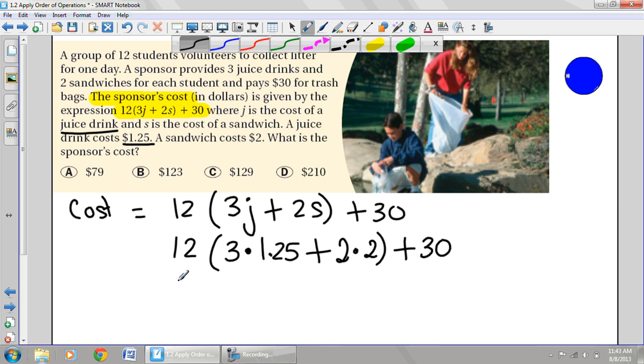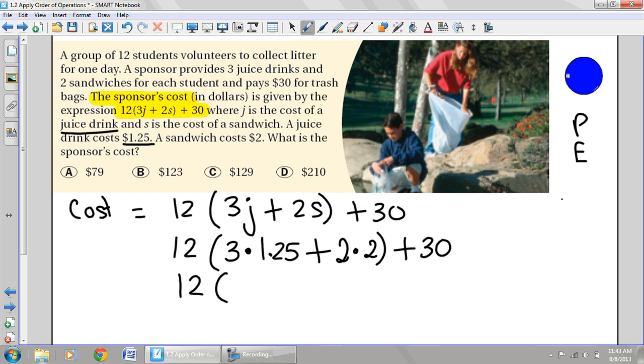Now I'm going to come back to this expression where I have only numbers to deal with. Within the parentheses, remember, Please Excuse My Dear Aunt Sally. Parenthesis comes first, so you deal with the parentheses. Inside the parentheses, you have 3 multiplying by $1.25, and then you are adding a 2 multiplying by a 2. So even within the parentheses, you need to follow the order of operations.